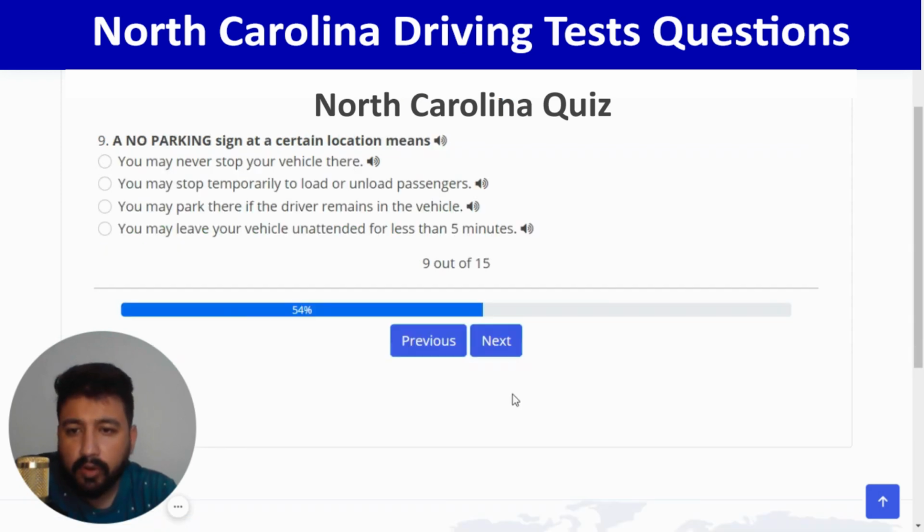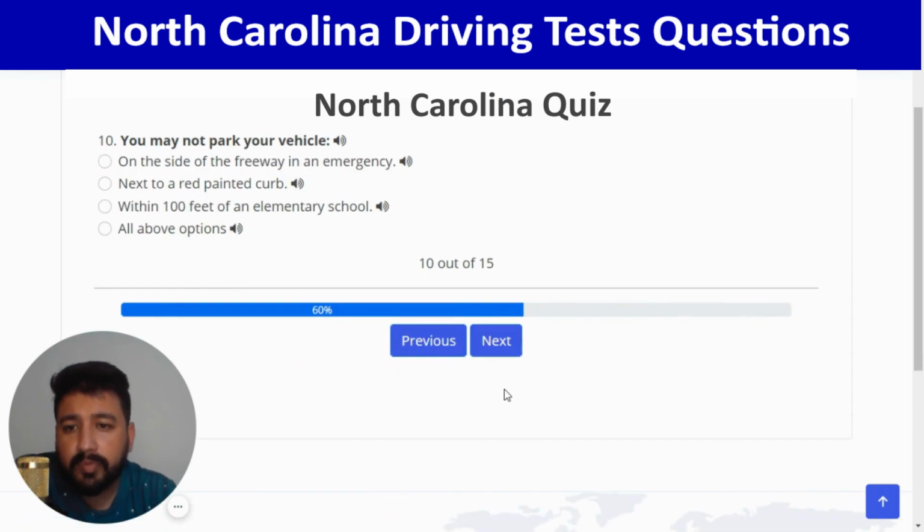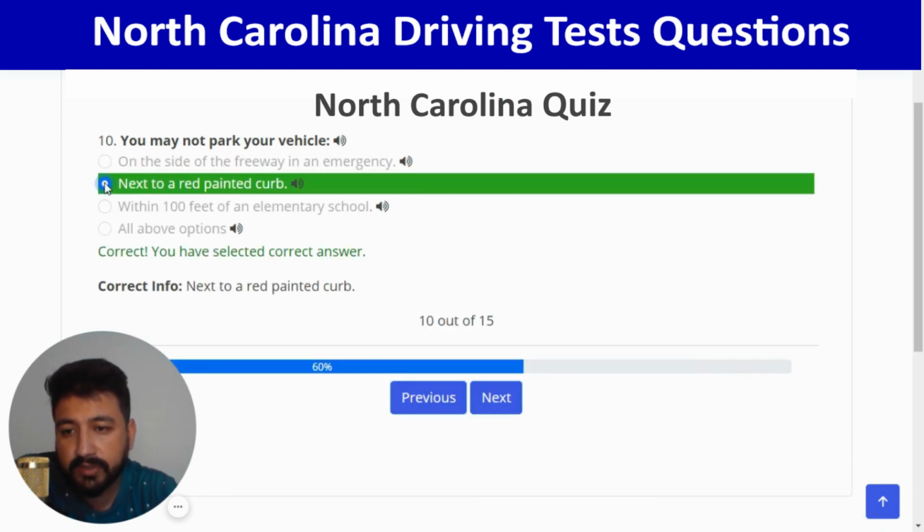And next. A no parking sign at a certain location means, so you can choose the second option, which is you may stop temporarily to load or unload passengers. So second option, right? Next. You may not park your vehicle. So again, you can choose the second option, which is next to a red painted curb. So I'm going to click on the second option, right?